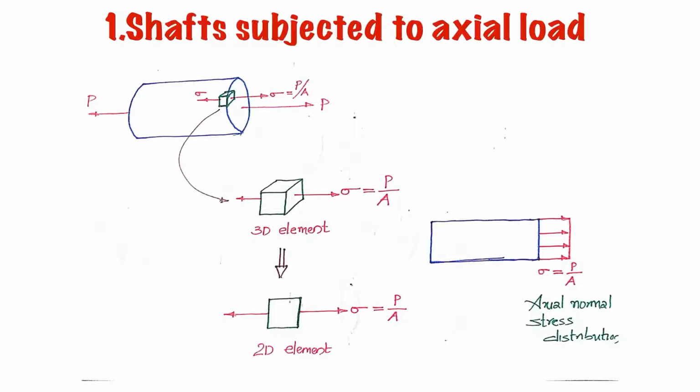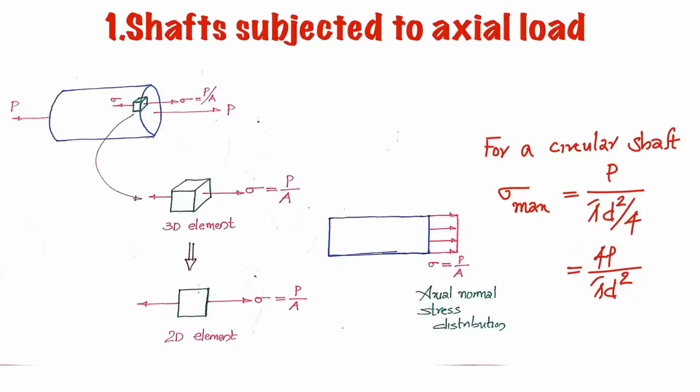So here we have seen where the critical section is and where the critical element is. So next we will be going for the next type of load, which is bending moment. But before that, here we will be seeing what the maximum magnitude of axial normal stress developed is. For a shaft subjected to axial force, the stress will be P by area, which is P by pi d square by 4, and which you can represent as 4P by pi d square. So this is the maximum normal stress.